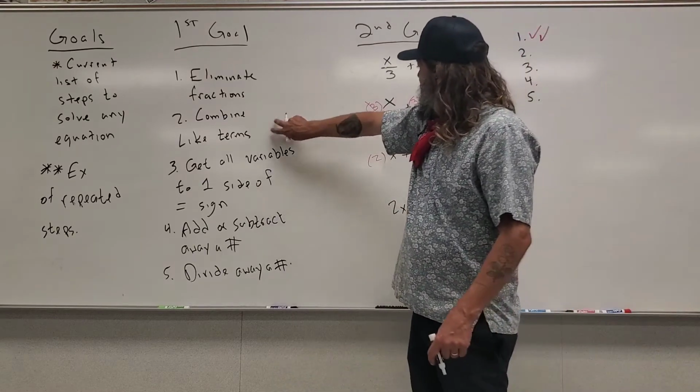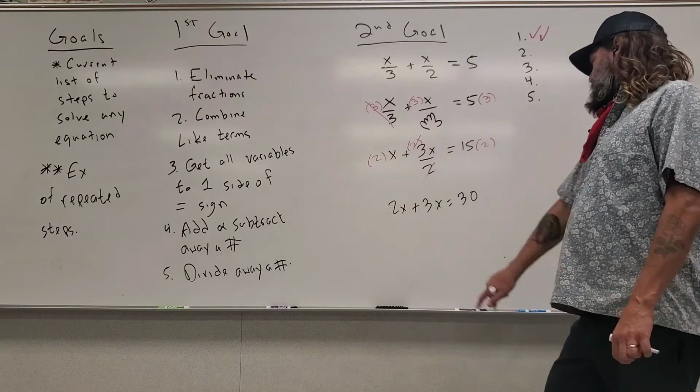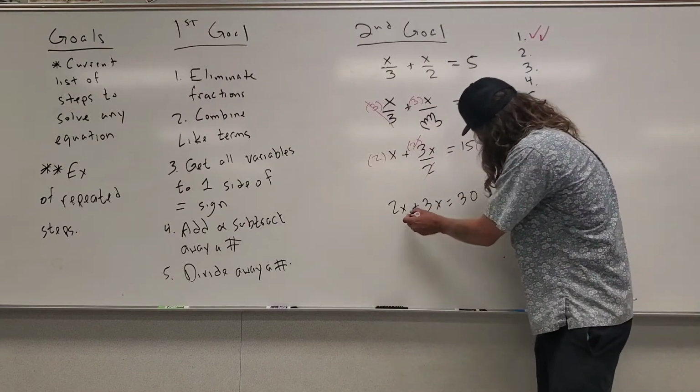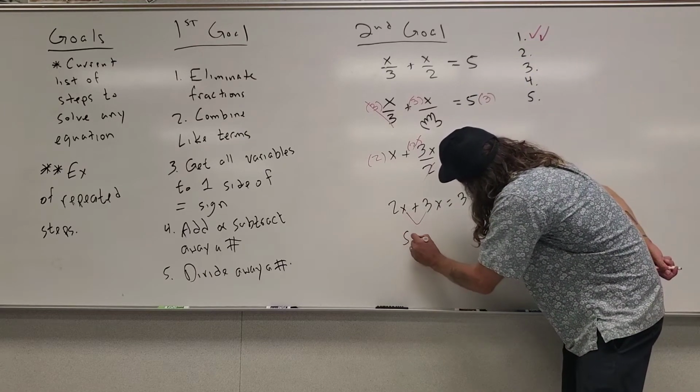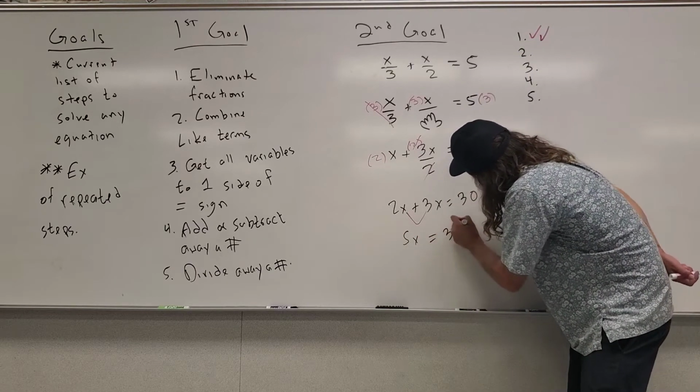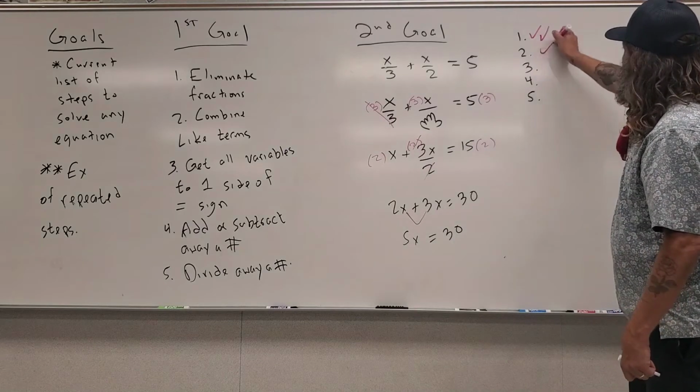Step 2, can I combine like terms? Yes, I can. They are both on the same side of the equal sign, so I'm just going to put these together, and I get 5x is equal to 30. So I did step 2.